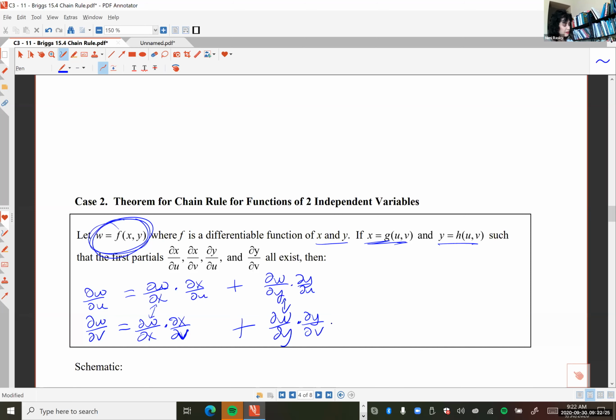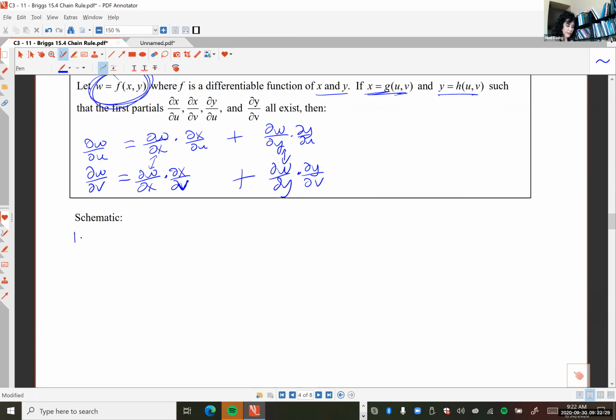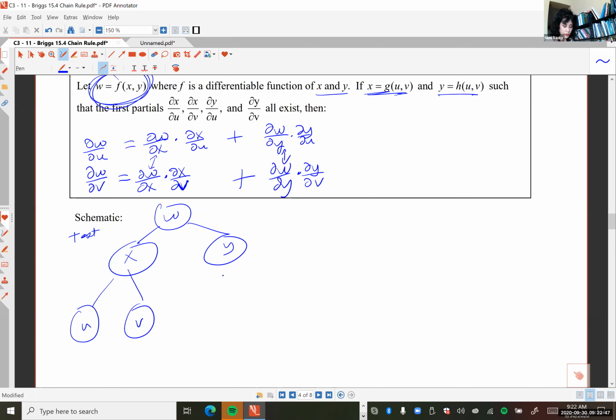Now, I love schematics because they're awesome. So let me show you the schematic from the textbook, which again sucks, and then I'll show you mine, which I think is superior. Although, you're not going to see it in the textbook or in my math lab. So here's what you'll see in the text. w is a function of 2 variables, x and y. And x and y themselves are functions of 2 variables, u and v. Okay, and there's the tree diagram that you'll see in the text.